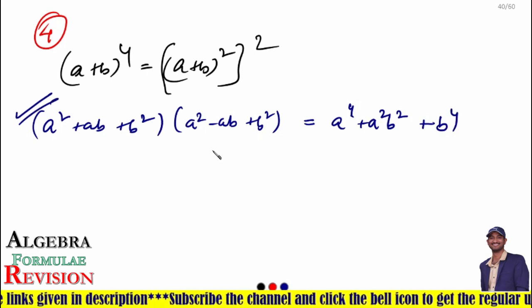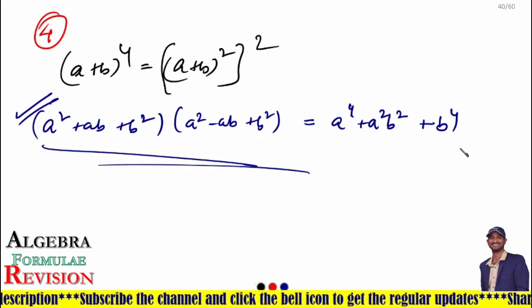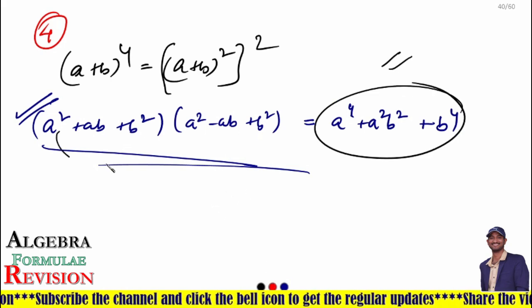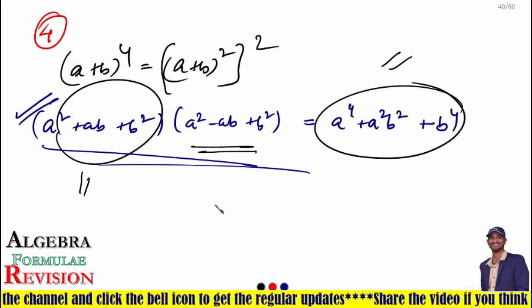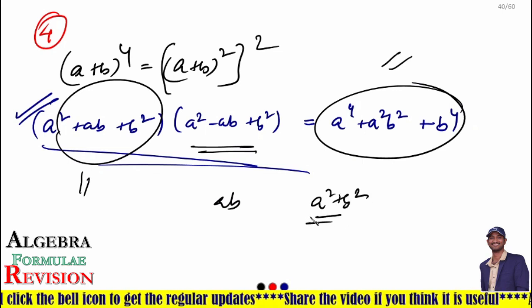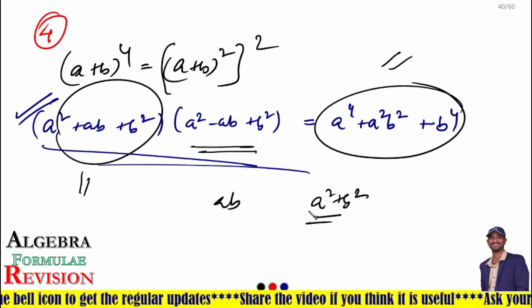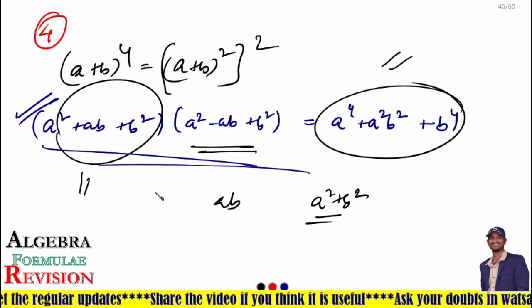Definitely you will get a problem using this formula. In your exam, this value will be given and this value will be given and you have to find out this value, or you have to find out the ab value, or you have to find out the a square plus b square value. Very, very important formula for CGL mains exam. Is it clear?